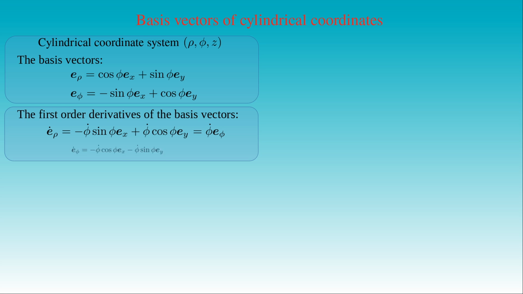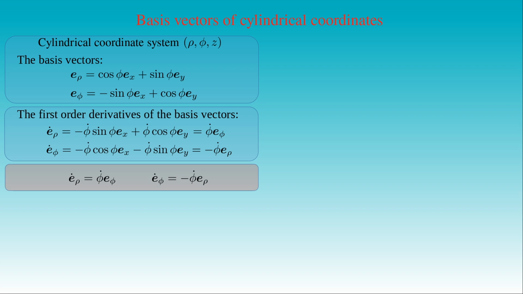Similarly, the x component of the derivative of the basis vector e phi is minus phi dot times cosine phi, and its y component is minus phi dot times sin phi. After factoring out the derivative of the azimuthal angle, the rest of the terms gives minus 1 times the basis vector e ρ. Then the parametric derivative of the basis vector e phi is equal to the basis vector e ρ multiplied by minus the parametric derivative of the azimuthal angle phi. This is an important result, which shows that the parametric derivatives of the basis vectors can be expressed in terms of the basis vectors themselves.